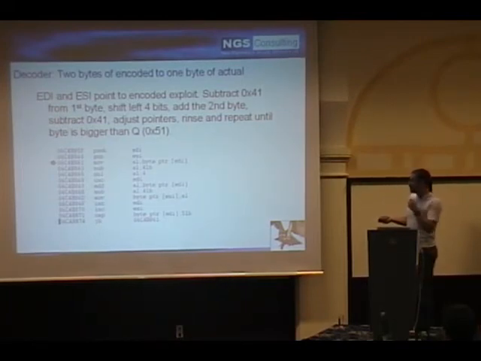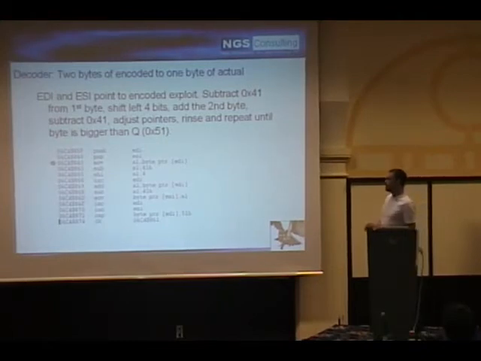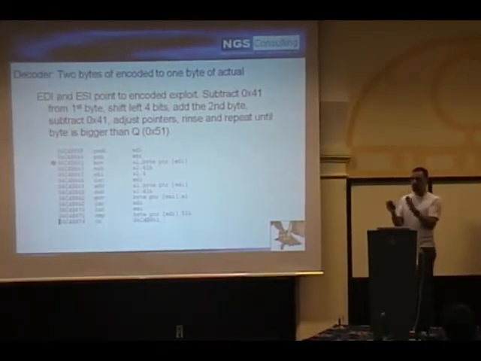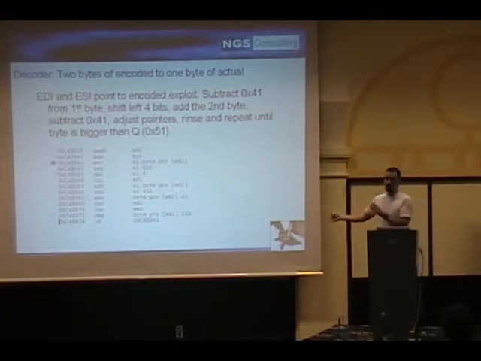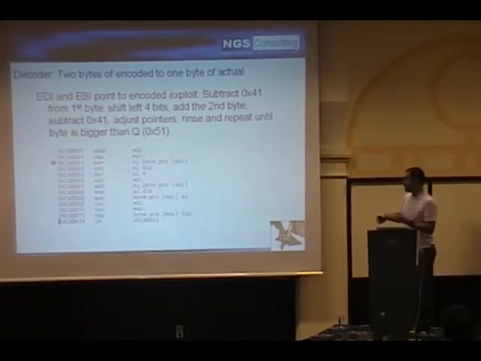Okay, the decoder itself, essentially when I encode the exploit, I take a byte of exploit, split it into 2, the most significant 4 bits and least significant 4 bits, add 0x41 to each half, and then that becomes our encoded exploit. So decoding that exploit is the same in reverse.